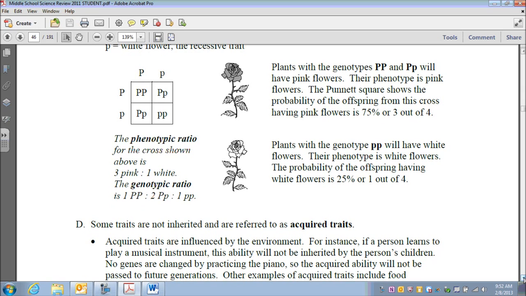Plants with the genotype lowercase p lowercase p will have white flowers. Their phenotype is white flowers. The probability of the offspring having white flowers is 25%, or 1 out of 4. The phenotypic ratio for the cross shown above is 3 pink to 1 white. The genotypic ratio is 1 capital P capital P to 2 capital P lowercase p to 1 lowercase p lowercase p.